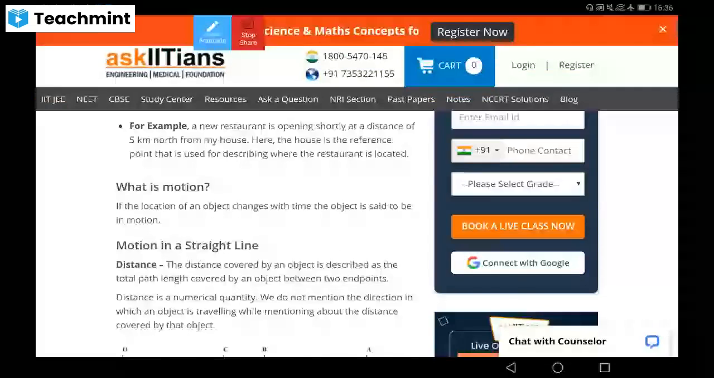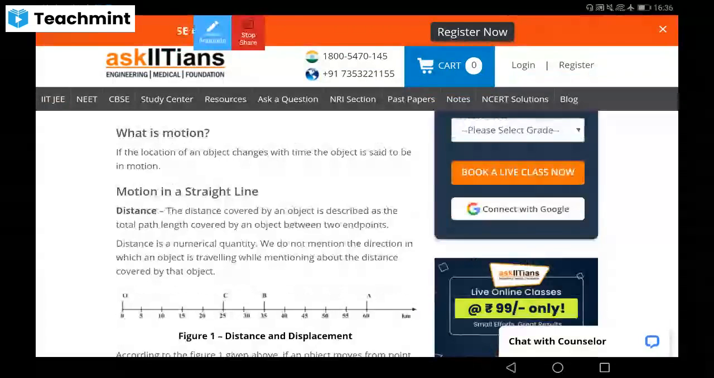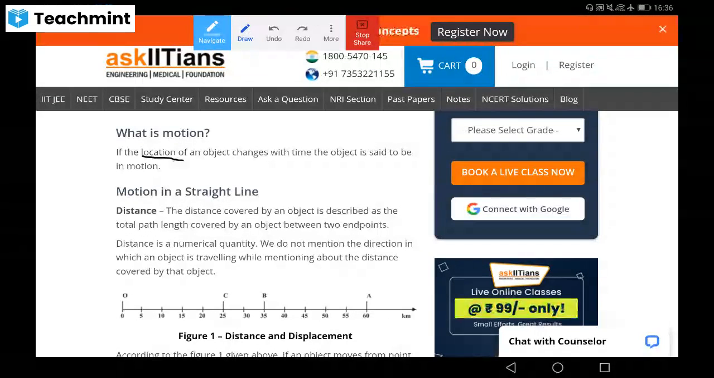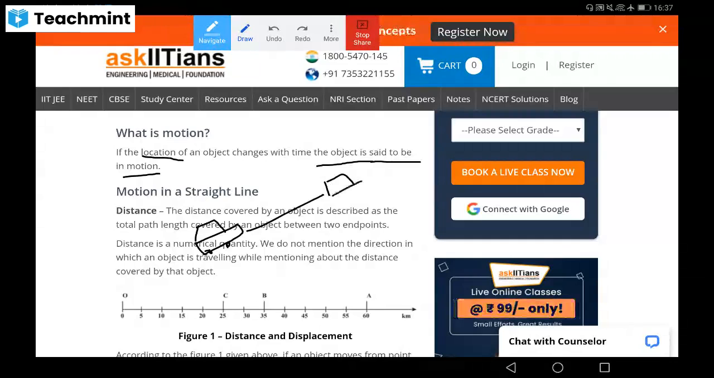Okay, so how can we define motion? If the location of an object changes with time, the object is said to be in motion. That is, if there is a car which is located here, and with respect to time it changes its position and goes to some other position, then we can say that there is some motion over here.